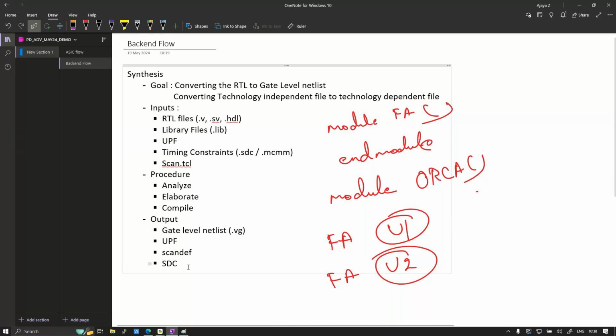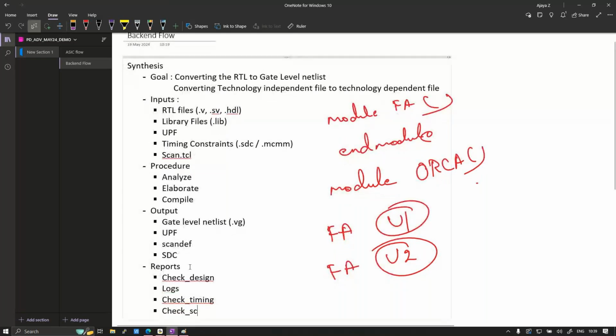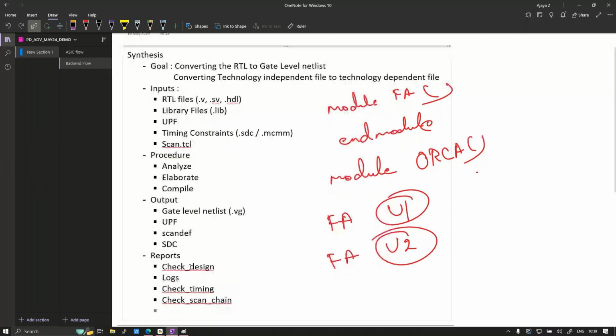In this, you have multiple reports to check, like check design, logs, check timing, check scan chain, like that. I'm writing commands only, not the exact functionality over there. These reports need to be verified. Once everything is verified and clean, only then will we release it to the physical design. If it is not clean, then you have to clean it and then pass it.